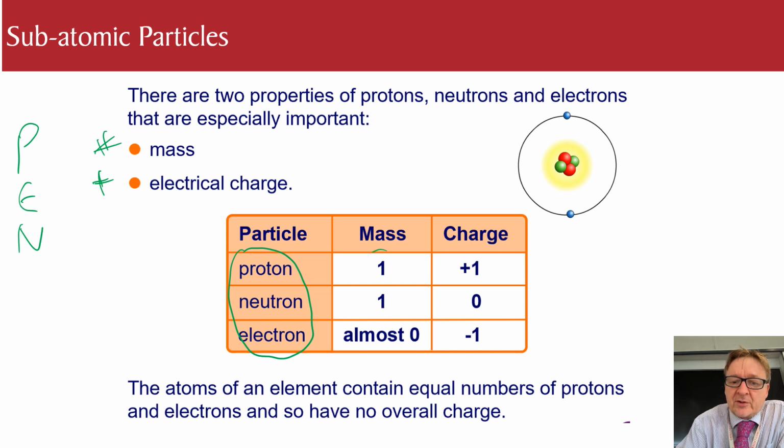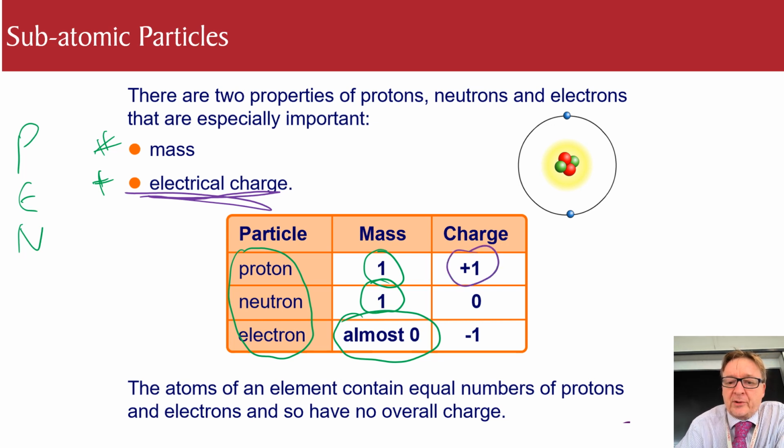The mass of a proton is 1. The mass of a neutron is 1. Now, there's no units to them. They're relative to each other because they're so light. But protons and neutrons are basically the same. An electron is almost 0. Sometimes it can be written down as negligible. The charge, which is the second part, is that the charge on a proton is +1. The charge on a neutron, think about it, neutron, neutral, is 0. And the charge on an electron is -1.